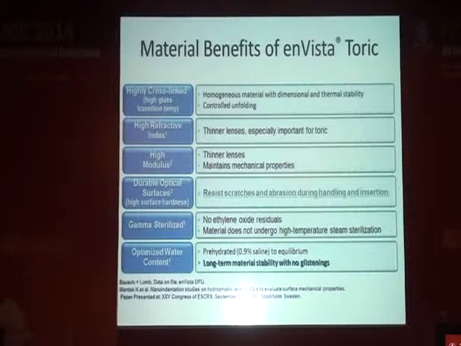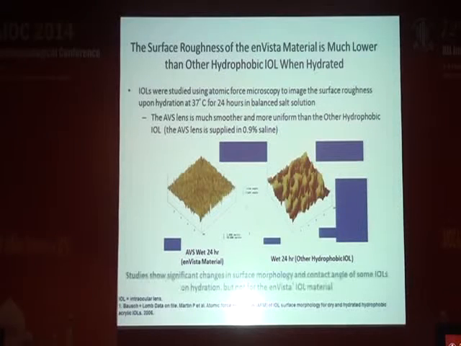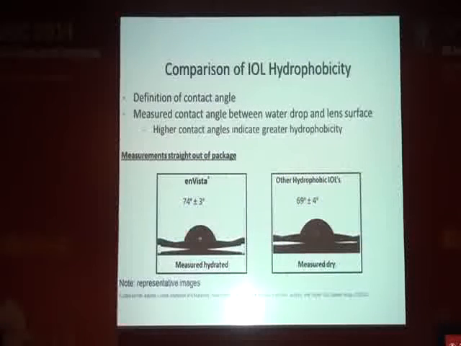Now these are the various material benefits of the Envista toric, and because they are better lenses, made much better, I think once the quality of the lens is achieved, you will obviously get a better visual quality. The surface roughness is an extremely important factor, and you can see here when you compare the Envista to the other hydrophobic intraocular lenses in the market. Now when you compare also the IOL hydrophobicity, you will see how the Envista compares to other lenses.